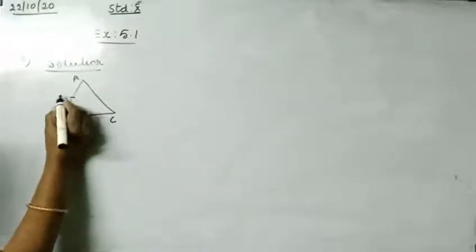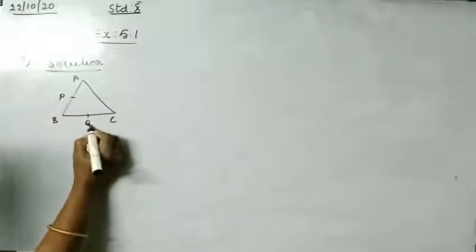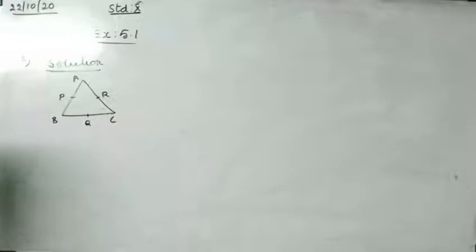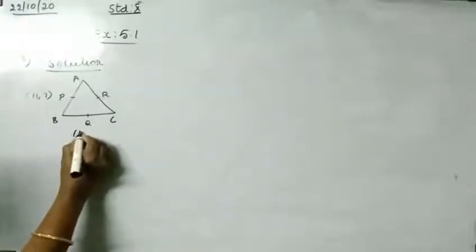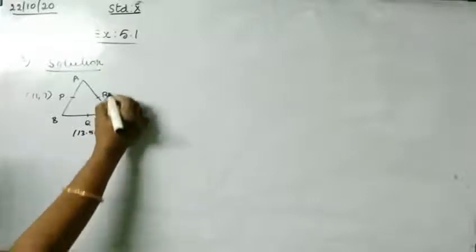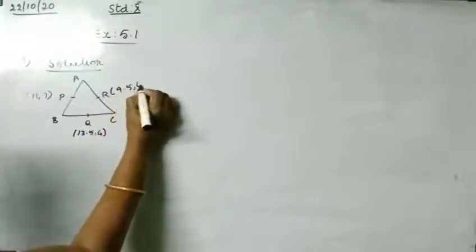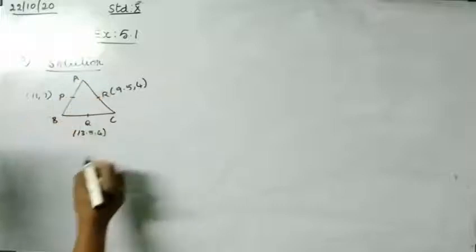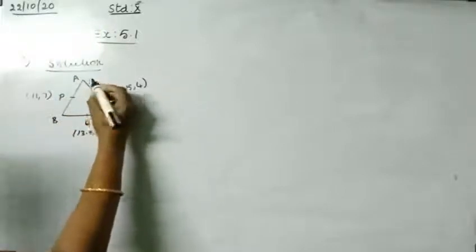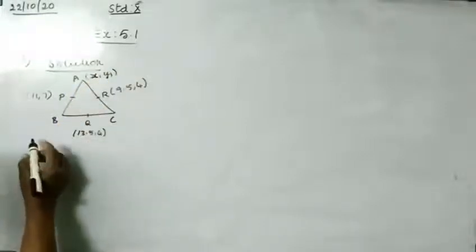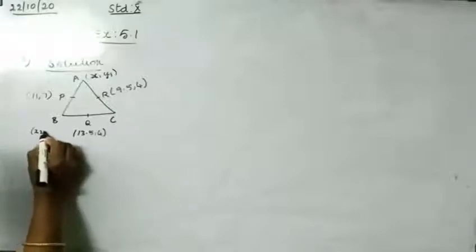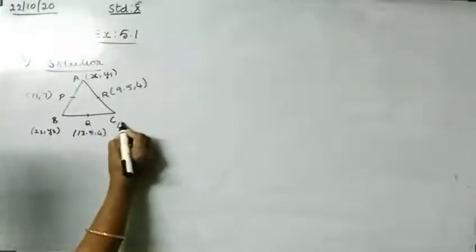And P is the midpoint of AB, Q is the midpoint of BC and R is the midpoint of AC, it is given. So the point P is (11, 7), Q is (13.5, 4) and R is (9.5, 4). So let us take the points as x1, y1 as coordinates of A, B coordinates are x2, y2 and C coordinates are x3, y3.